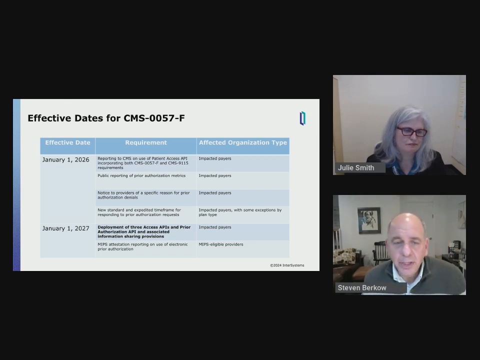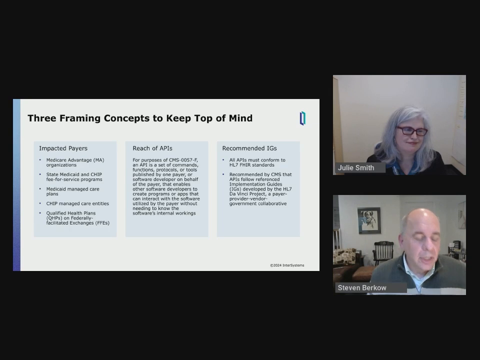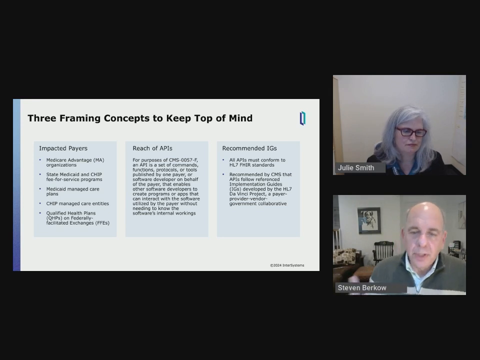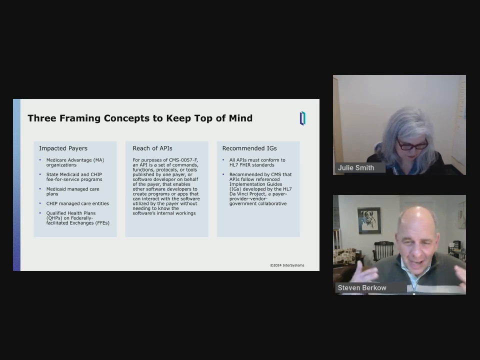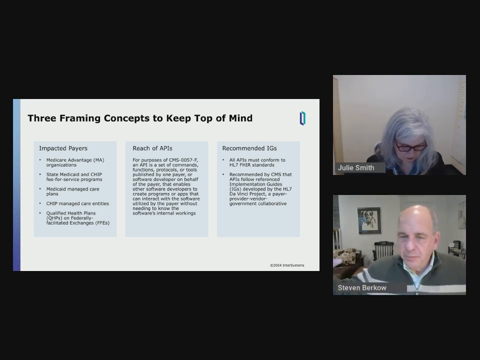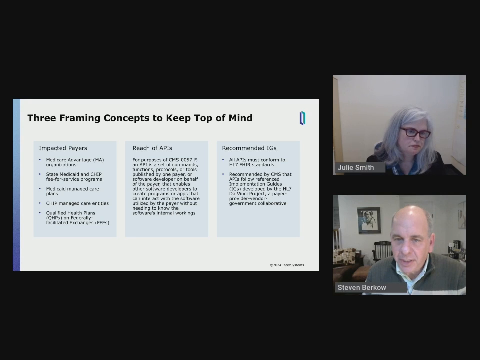Now, before we get too far down into the details, I do want to just call out 3 framing concepts to keep top of mind when you're thinking through your 0057 strategy. And the reason why I do that is across the last several months, I've found myself in a lot of conversations where we get so detailed, we lose sight of the bigger tectonic forces that we have to keep top of mind when we're figuring out what is the best path forward, what is the right way to maximize our ROI.